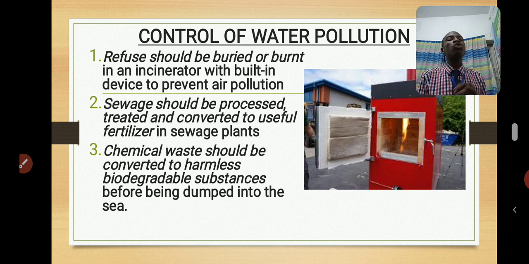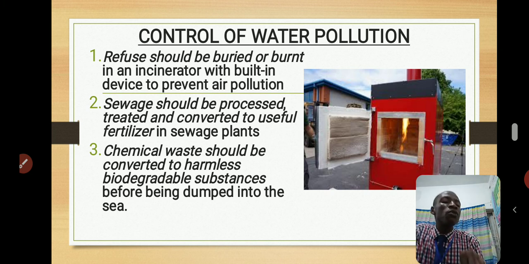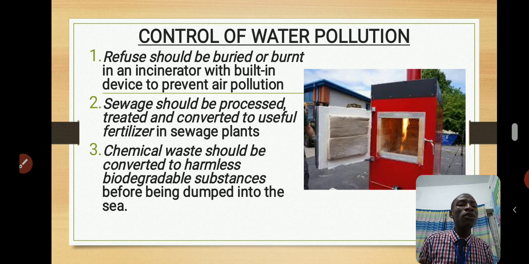Now, how can we control water pollution? Number one, those refuse and sewage that we just take to the water to pollute the water, we can burn them in an incinerator. We have some incinerators like the one that I put here now. You can burn the refuse inside them. When you burn the refuse inside them, they have some special feature that will prevent air pollution. So once you burn it like that, that is all.